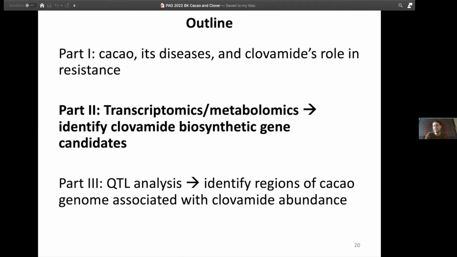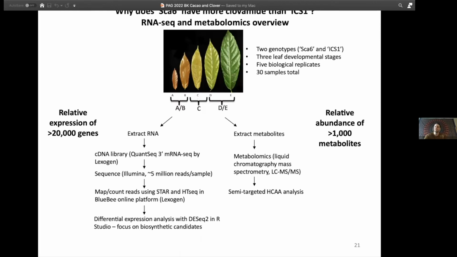So we want to understand a little bit better what causes Scavena 6 to accumulate so much of it, whereas ICS1 doesn't accumulate very much of it at all in the leaf tissue. And to address this, we did some transcriptomics and metabolomics to identify clovamide biosynthetic gene candidates.